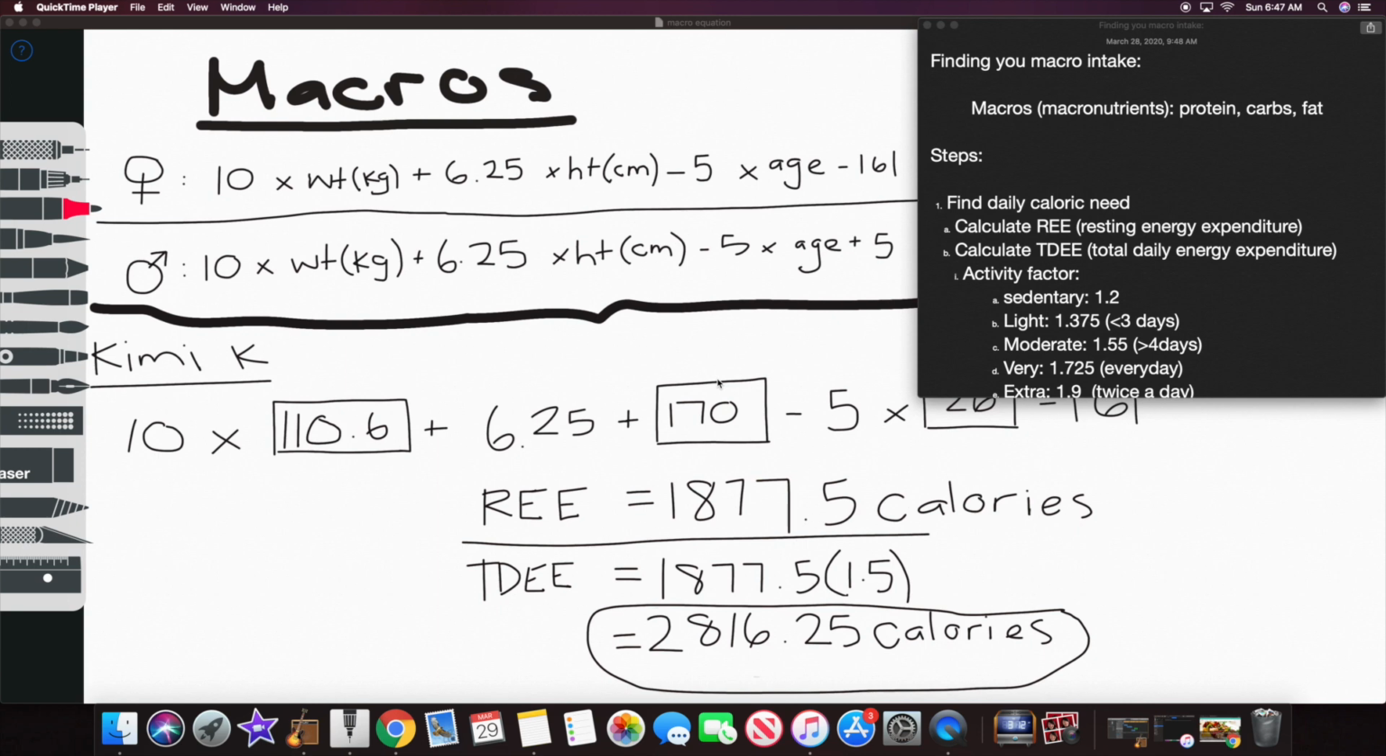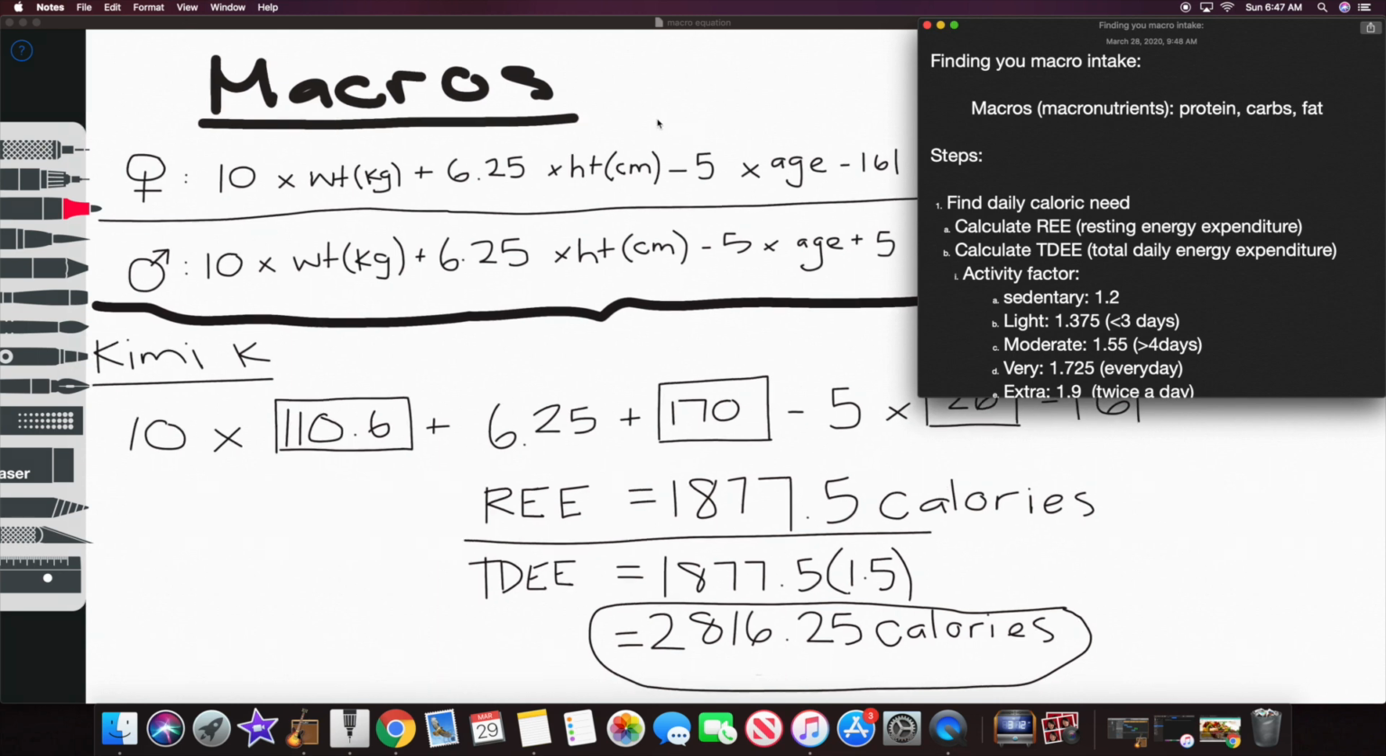Today, as you see, we are going to be talking about macros, which are macronutrients, excuse me, which are your proteins, your carbs, and your fat. A lot of the times, people will track their macros. That might sound familiar. So they're tracking how much protein, carb, and fat they're intaking.